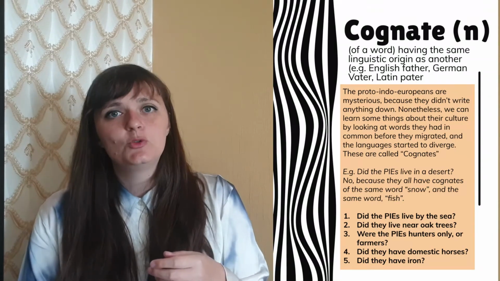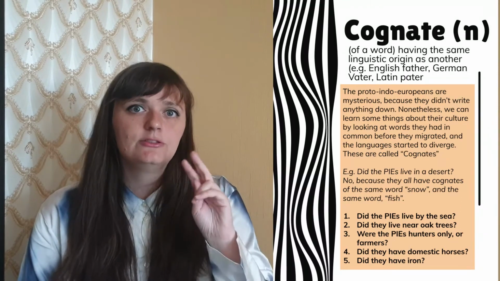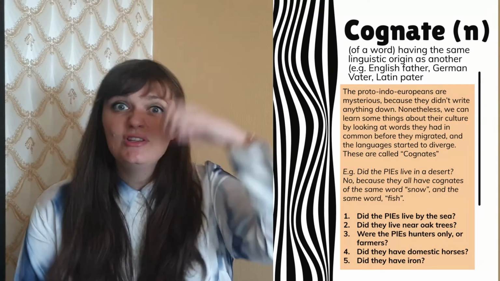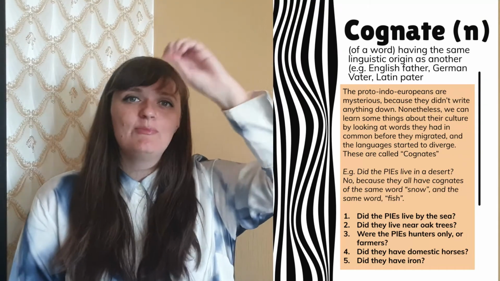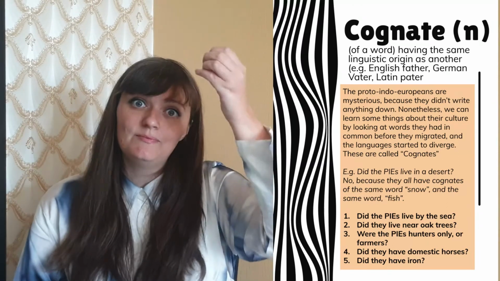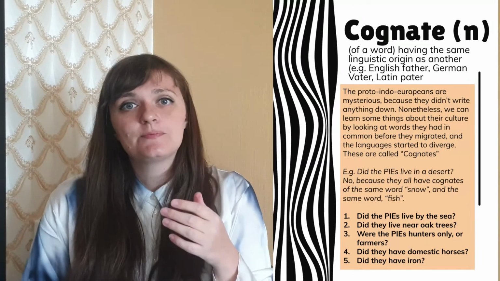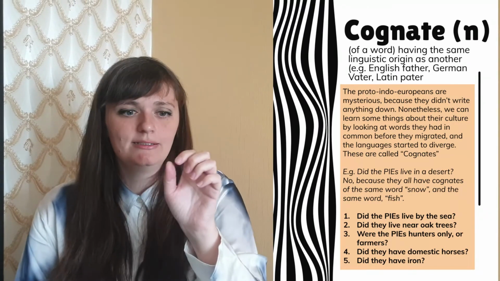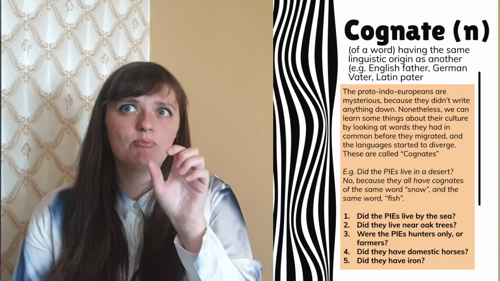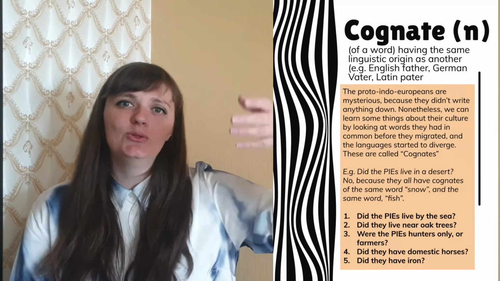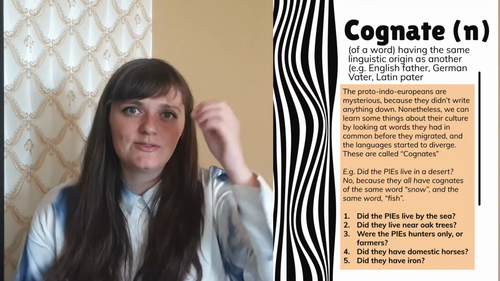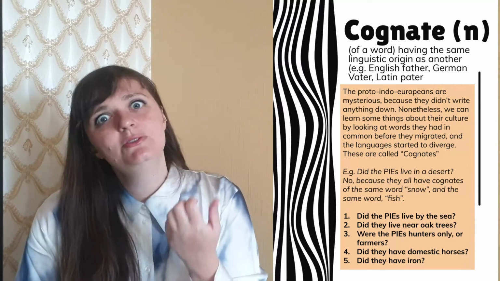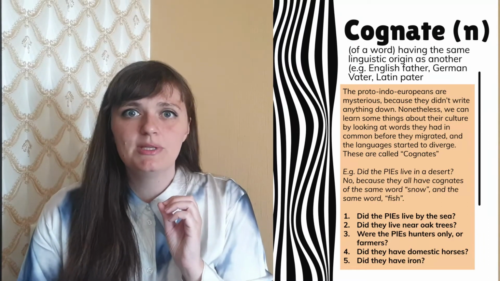For example, the words tu, dva, and duo, all of these words must have come from the same word sometime back in history, back when all of these languages were the same language. So the word cognate comes from Latin. It means co and then natos, which means born together. These words were born together something like 6,000 years ago. And the cognates can help us to give a few guesses about where the Indo-Europeans lived.